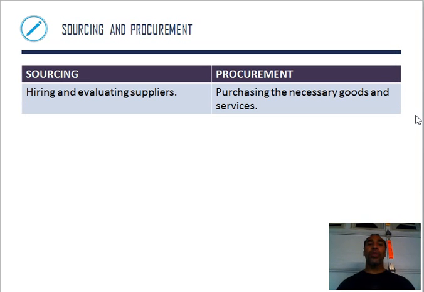Sourcing and procurement. Sourcing is hiring and evaluating suppliers, and procurement is purchasing the necessary goods and services. So if you have somebody who works in procurement, that's basically the person who runs or manages purchasing.